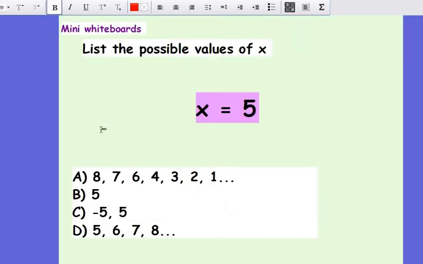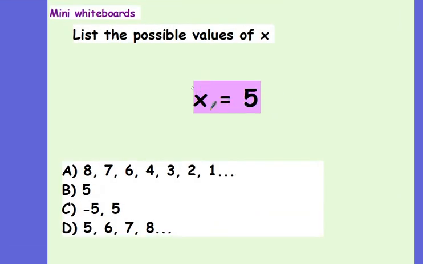Okay, you're right. Mini whiteboards or light blue books, A, B, C or D, list the possible values of x. Pause the video if you need to think. Okay, here we've said x is equal to 5. It cannot be any other number, so the answer I was looking for is B.